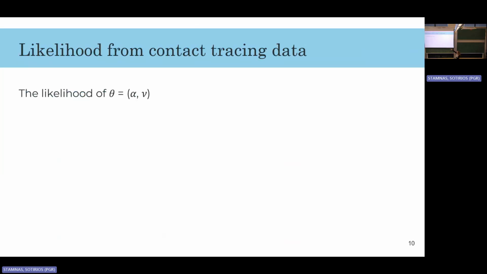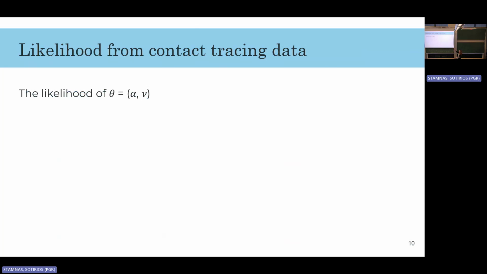So from this data, the next step is to calculate our likelihoods. So the idea is we have a possible combination of alpha and nu. So alpha is the strength of symptom propagation, and nu is our baseline probability of severe disease. And we want to find out what's the likelihood of theta, which is this combination, given our data.